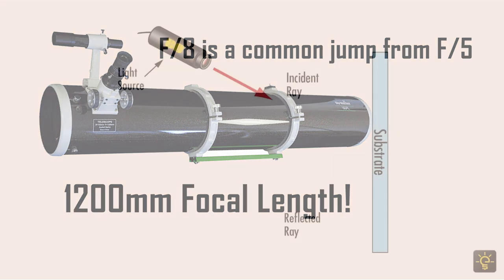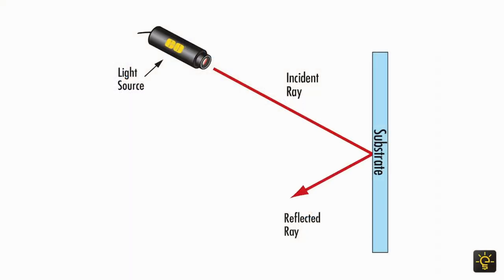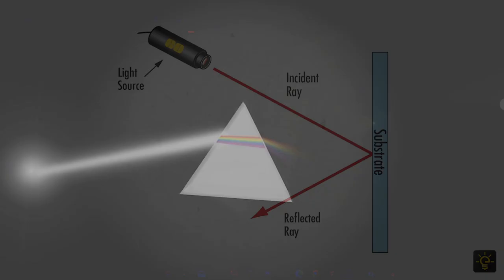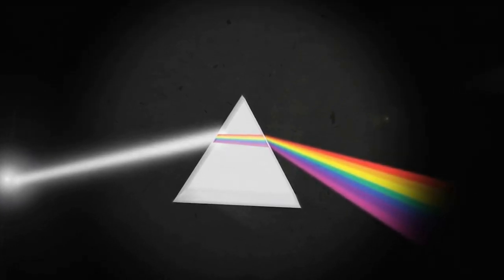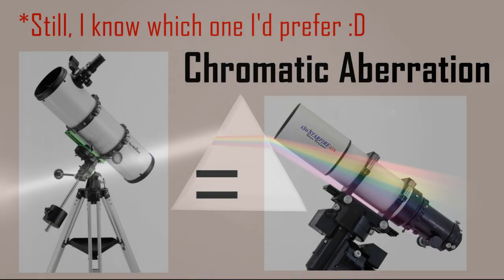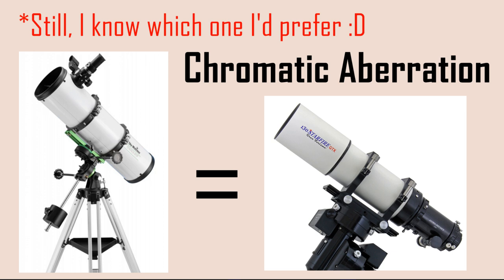Because Newtonians use mirrors to reflect, and the incoming light doesn't pass through the mirrors, the light, for lack of a better word, remains intact, and you don't get the splitting apart of colours like you get with an achromatic refractor. This means that even cheap reflectors can match the most expensive triplet refractors in terms of controlling chromatic aberration.